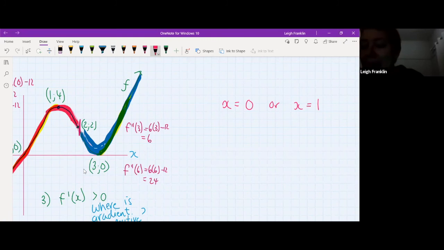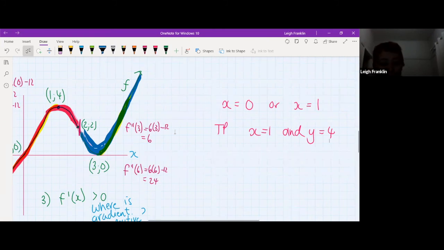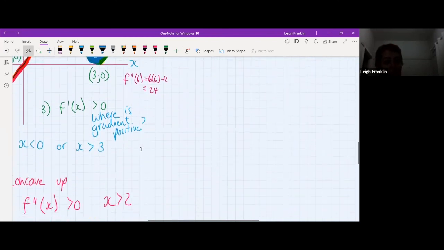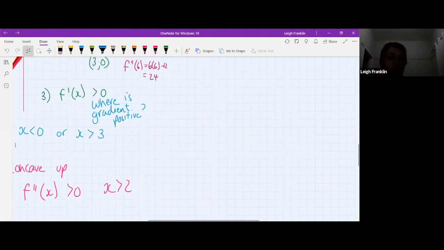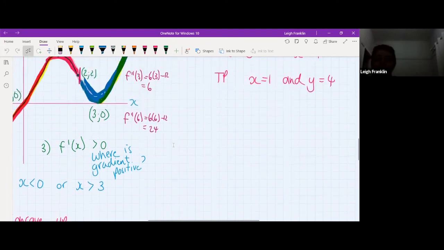When we use and in maths, I can say to you at the turning point, x is 1 and y is 4. Then I can use the word and because both are happening at the same time. So Cassandra, if they ask you a question with an inequality, like where is gradient positive, you cannot say x is smaller than 0 and x is greater than 0, because it cannot be both at the same time. So it's either where x is smaller than 0 or where x is greater than 0.